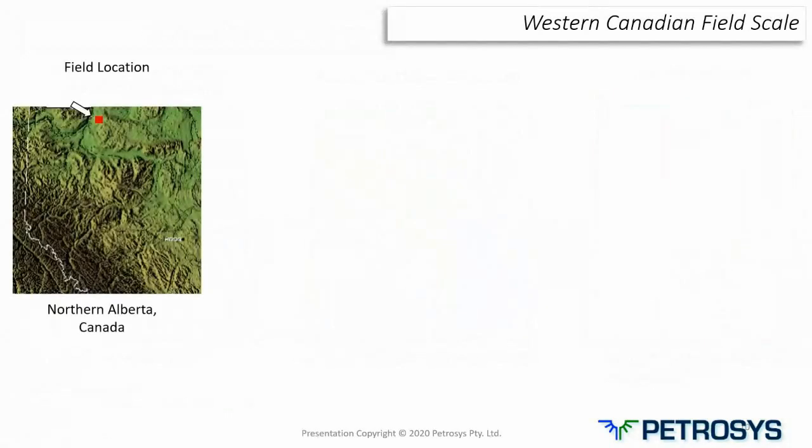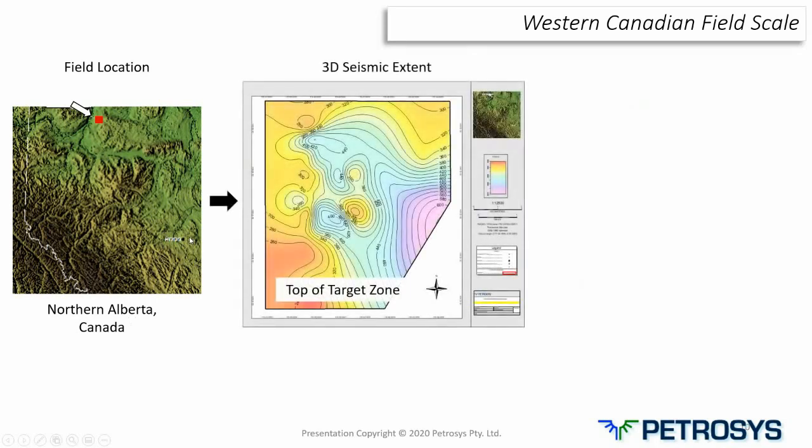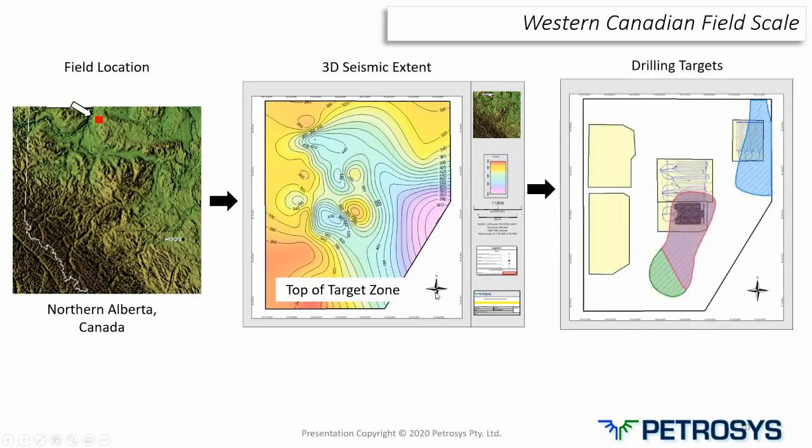So here's our field location. You can see it just kind of the northern edge of Alberta. This is actually Edmonton down here in the bottom right corner. This is going to be kind of the shape of our field. This is our 3D seismic extent with a structure map laid within it. And we're going to try to get to some drilling targets.